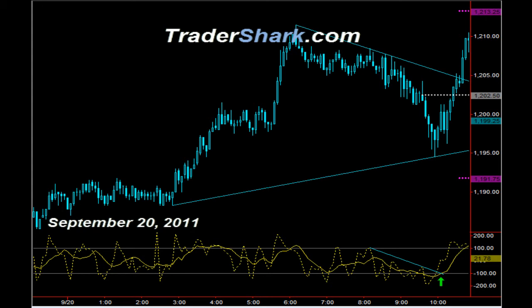I'd like to discuss a little bit about trend lines and how important they are pre-market versus how they affect the market during the day. This is Tuesday, September 20th, 2011. The time here is before 9:30.